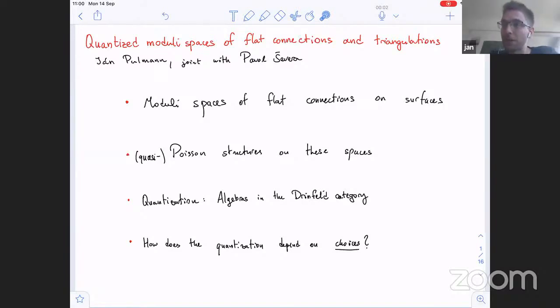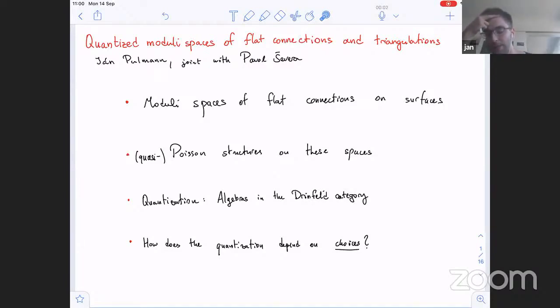And I will be talking about what will hopefully be my thesis. This is done under the watchful eye of Pavel Ševera. So the title is Quantized Modular Spaces of Flat Connections and Triangulations. The first part is an old story, the quantized modular spaces of flat connections, and the triangulation is the new addition.